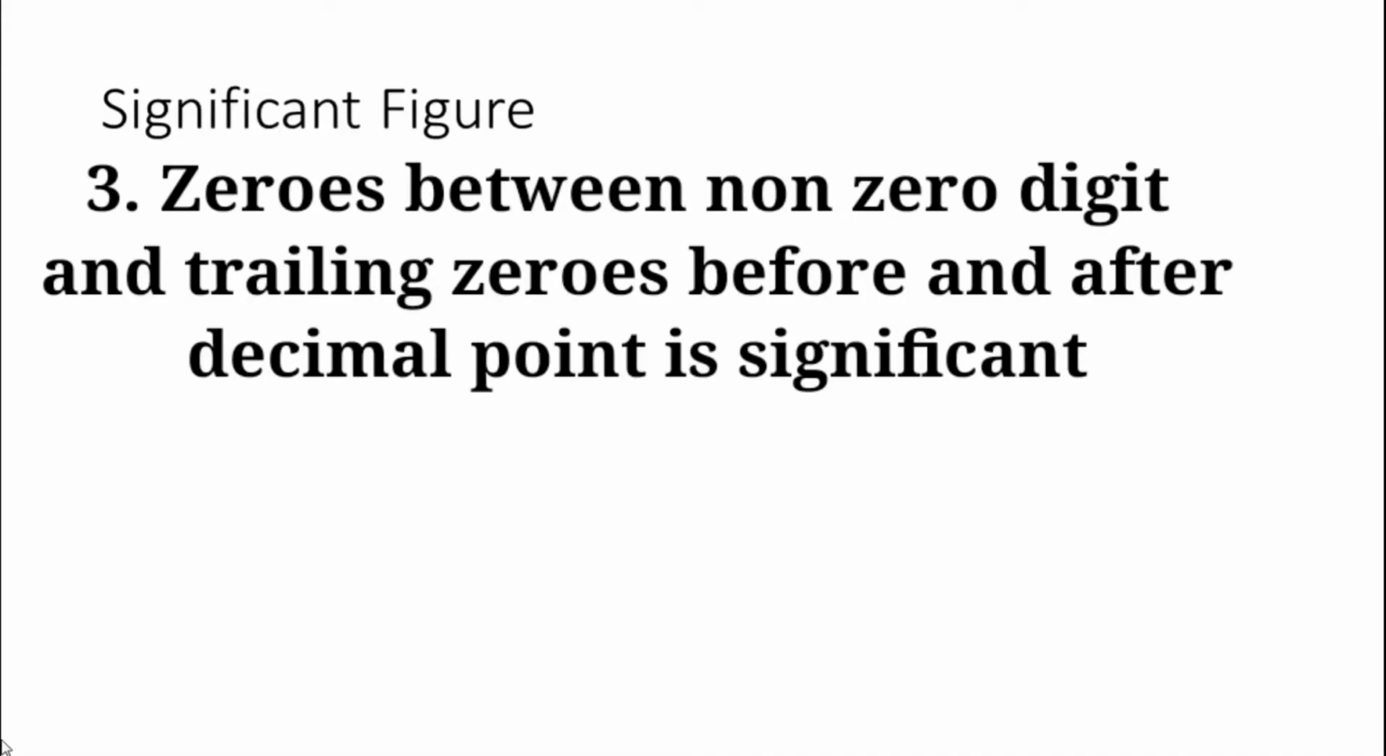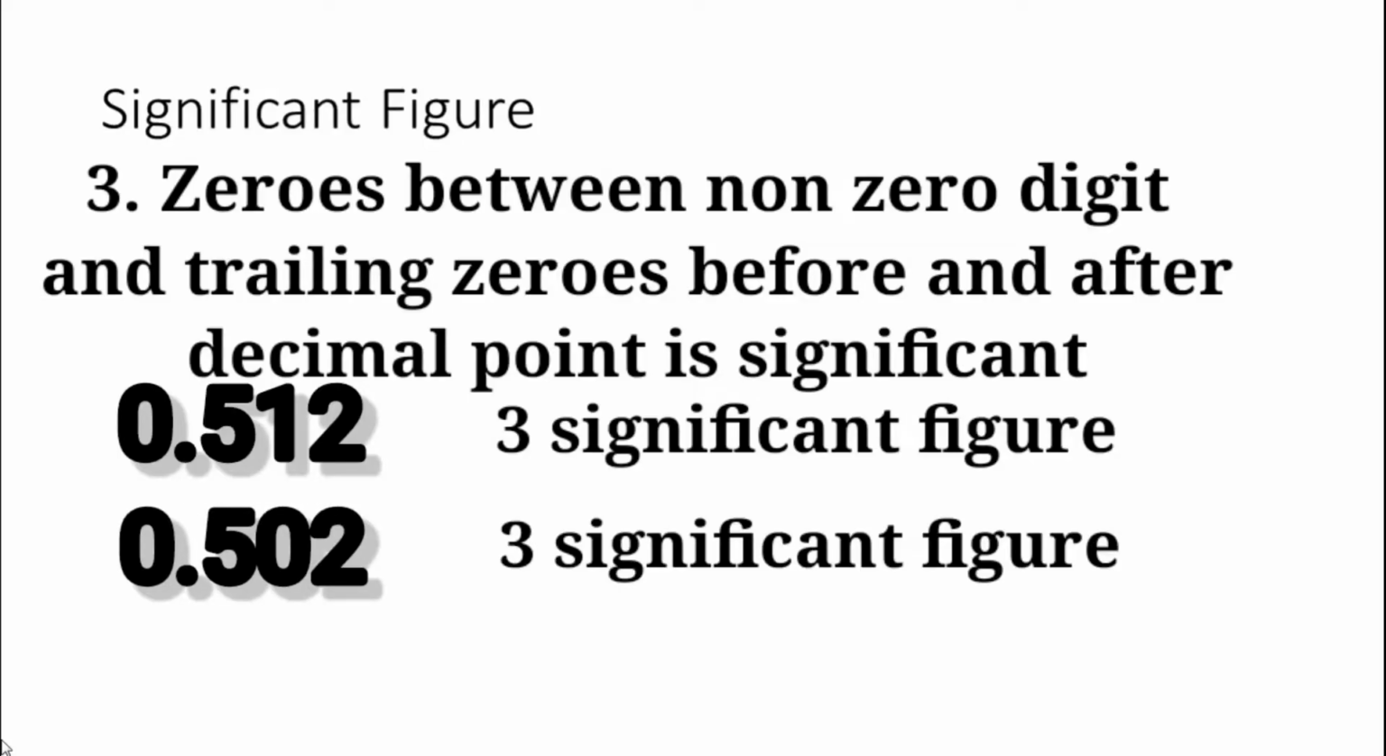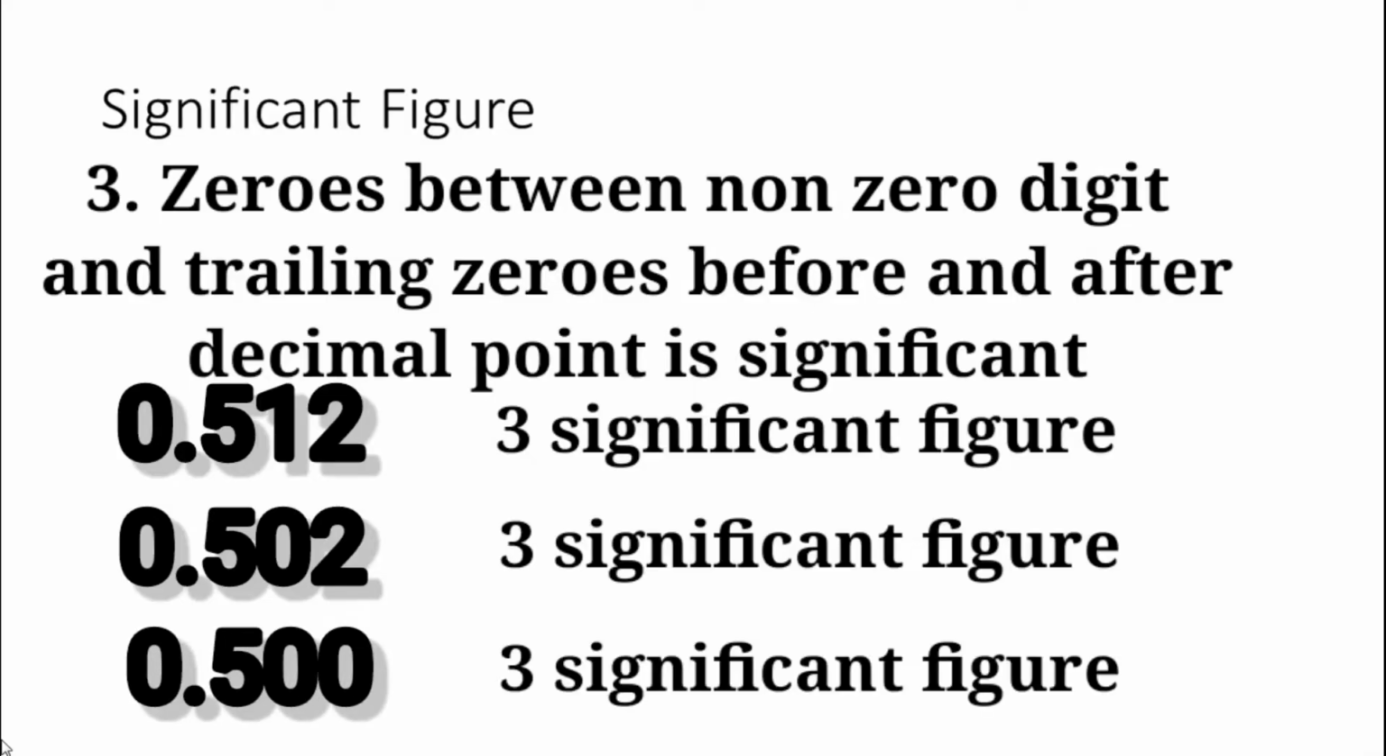Let's say you measure the diameter of a coin with a caliper 3 times. The first reading you get is 0.512. Your reading has 3 significant digits. Second reading is 0.502. The reading also has 3 significant digits. Zeros between non-zeros are significant. And the third, 0.500, also has 3 significant.